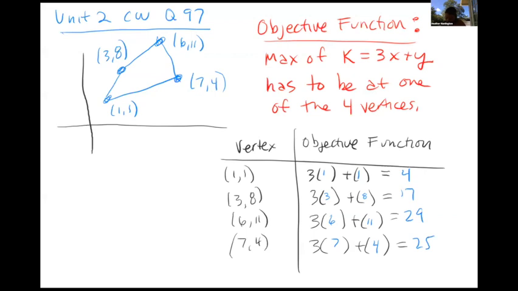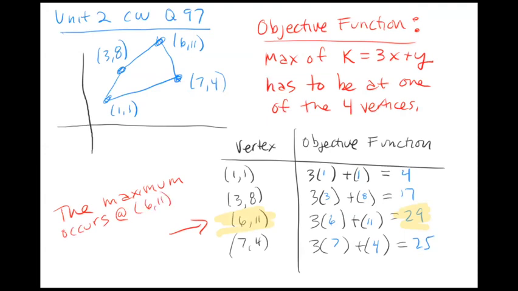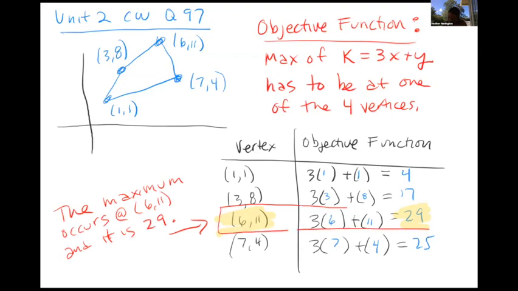Okay, since we want to maximize this, you want to look for the maximum value. And so I see it there. So I can see that the maximum occurs at (6, 11), and it is 29. Okay, so both of them, the coordinate itself and the actual value, are important.